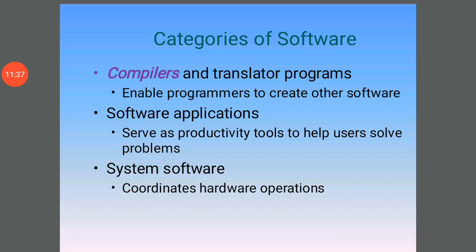What is system software? The software run by the operating system is called system software. For example, the operating systems Windows 98, 2000, XP, ME, Linux, and Unix are system software. Without system software, the computer cannot run the application software. System software coordinates the hardware operations.